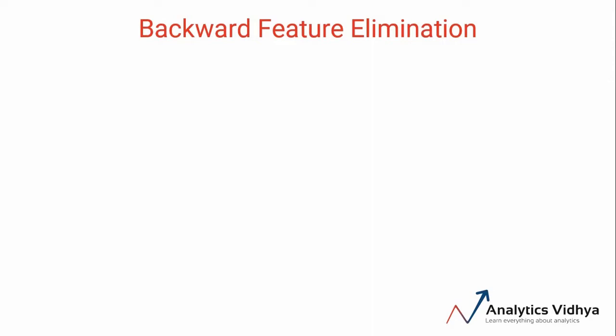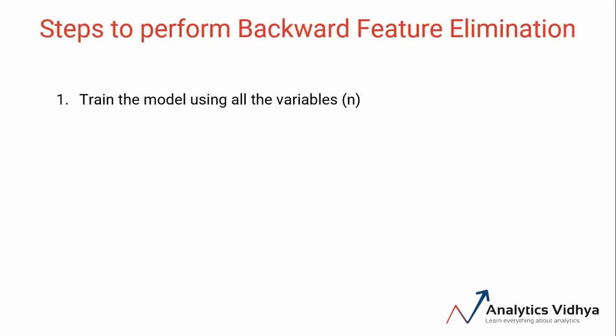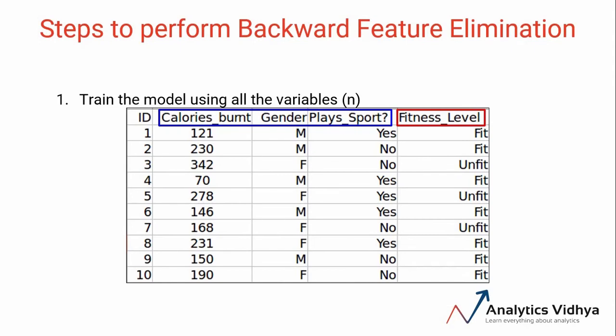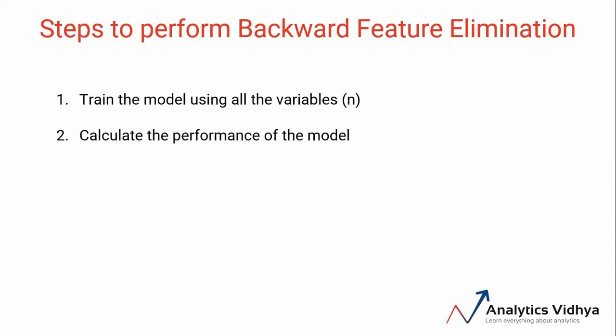Let's look at the steps to perform backward feature elimination, which will help us to understand the technique. The first step is to train the model using all the variables. We will of course not take the ID variable to train the model as ID contains a unique value for each observation. So we'll first train the model using the other three independent variables and of course the target variable, which is the fitness level. Next, we will calculate the performance of the model. Let's say we get an accuracy of 92% using all the three independent variables.